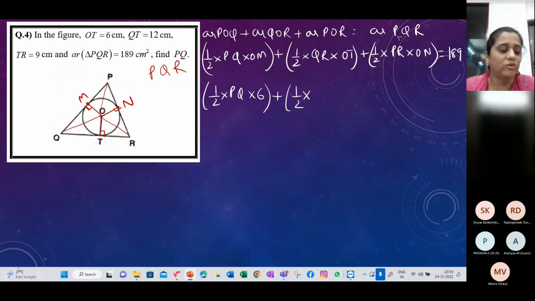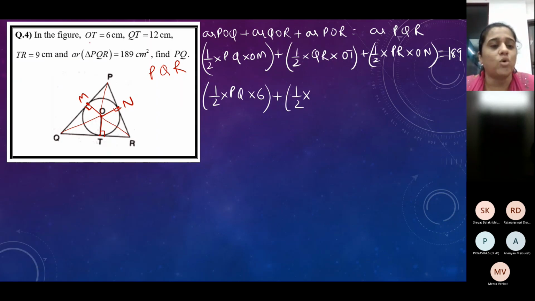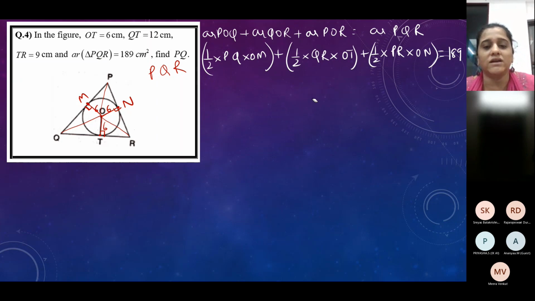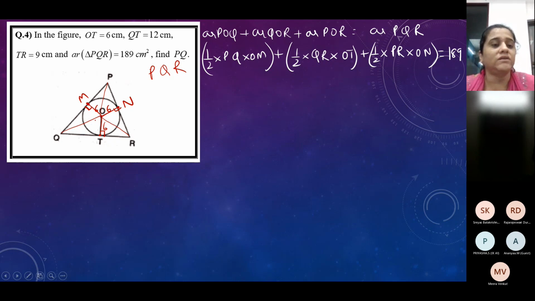Okay, so before that we have to do some kind of field work. Well, how much is OT, children? OT is 6. So OM is 6 and ON is also 6, correct? We should have done this earlier. Let me clear this part and come back to the figure. It's given that OT is the radius. ON is also 6. QT is 12.